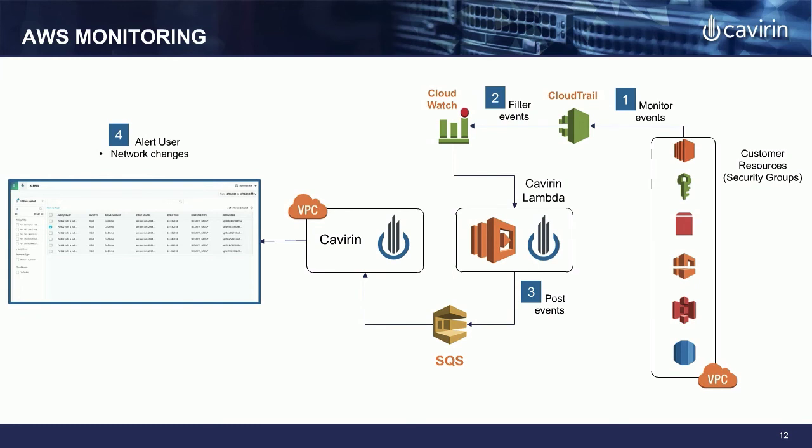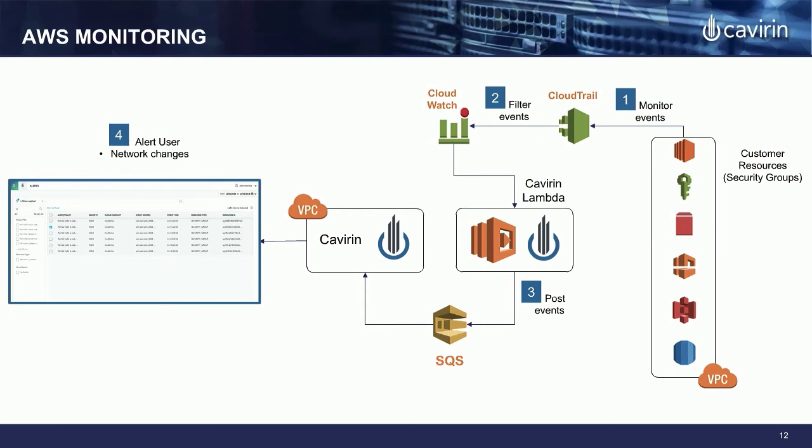So a quick word on the architecture. When it comes to monitoring, this is a template and a best practice for how this is set up. If you follow the arrows from 1, 2, 3, and 4, 1 represents monitoring events using CloudTrail, which is done by Cavirin as part of the setup of the monitoring feature. Then we also set up a set of CloudWatch alarms, or metrics, to filter the events that we're looking for from CloudTrail.